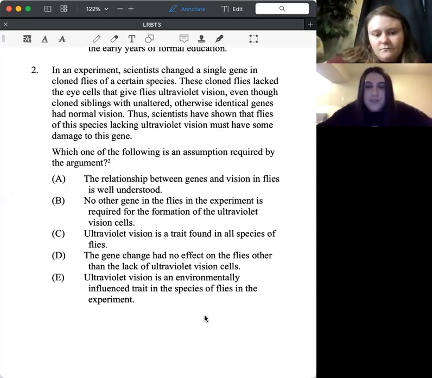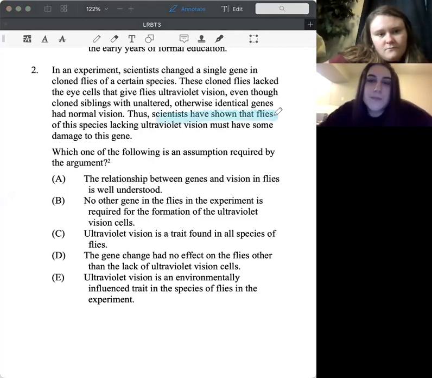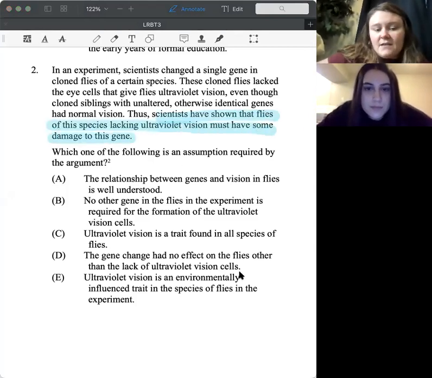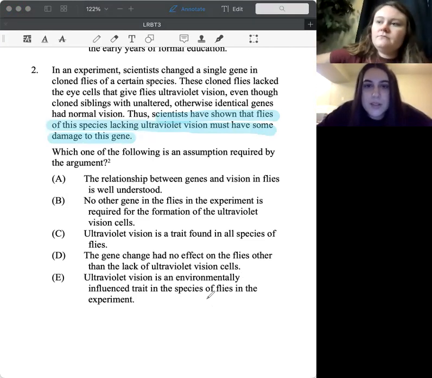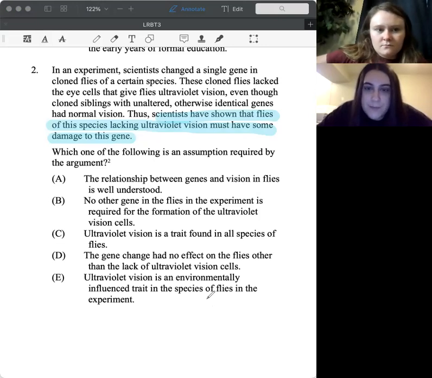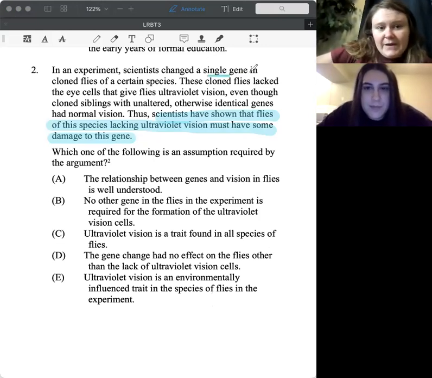It's the part after "thus." Yeah, so we're saying, okay, and what does that mean? Or what's going on here then? So we did an experiment where the scientists changed a single gene, right? There's one specific gene that we changed in a certain species, right?